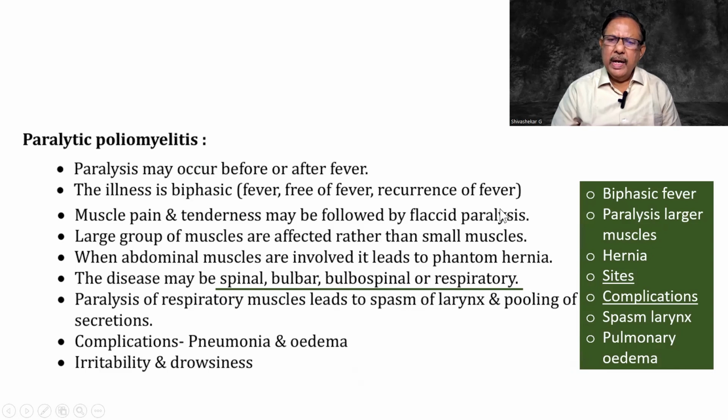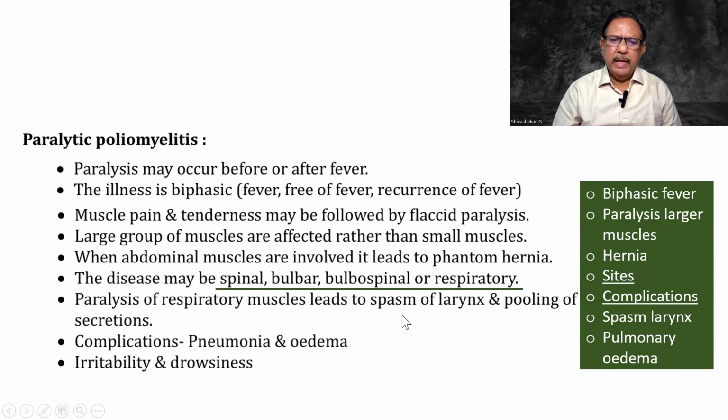will be there. I am not going into it. You people go through this particular box. Biphasic fever, paralysis, hernia because of the weakness of the muscles, and the sites can be spinal, bulbar, bulbospinal, or respiratory. These are the most important regions which are involved.